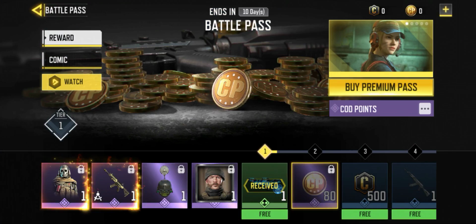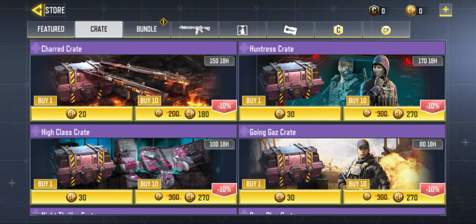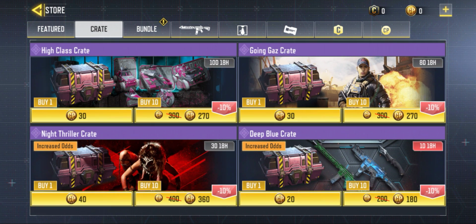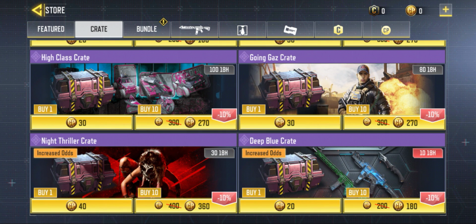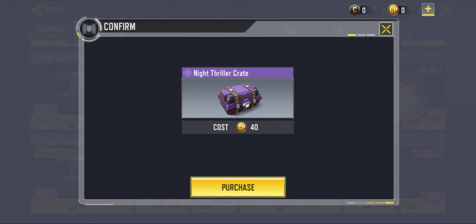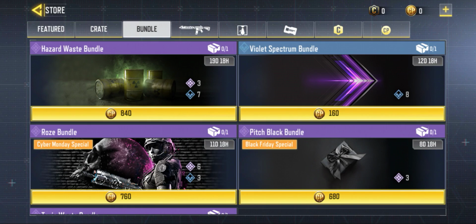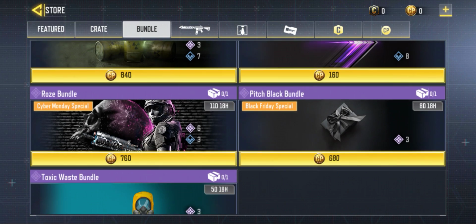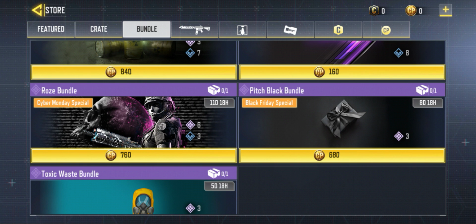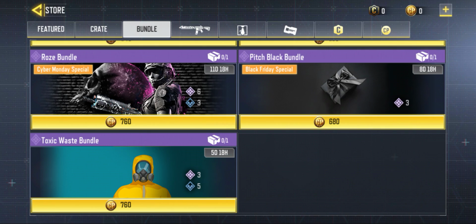Okay, now go to store, look at the crate price: 20, 30, 30, 30, 40, 20. Every digital item, if you create an ID in India, is 60% off. Look at the bundle: 840, 160, 760, which cost in the USA 1900, 630, 760.